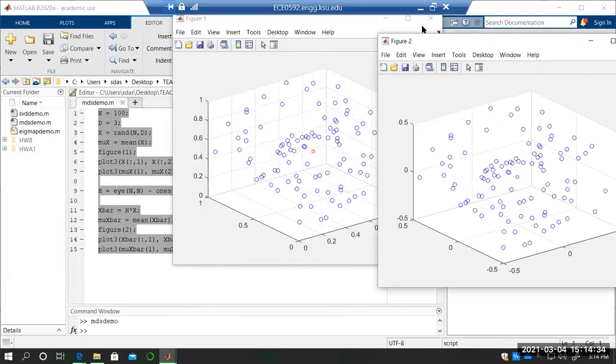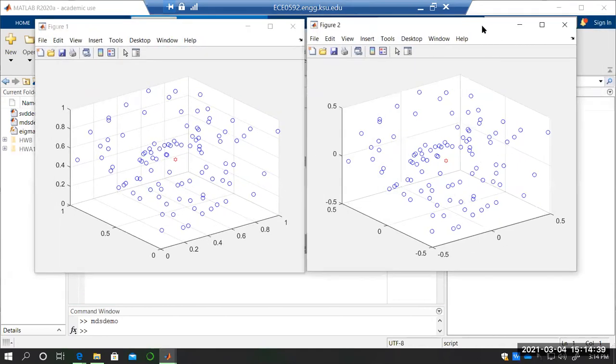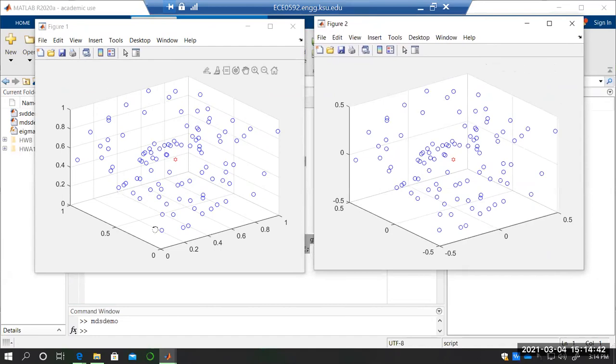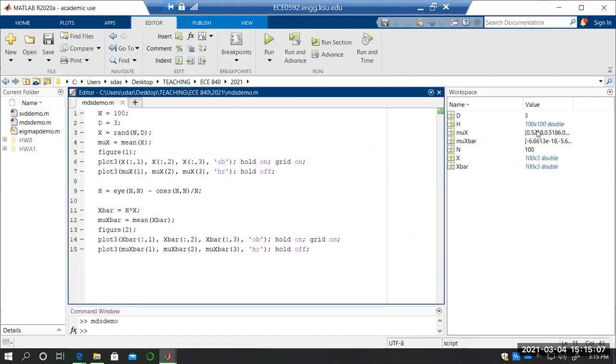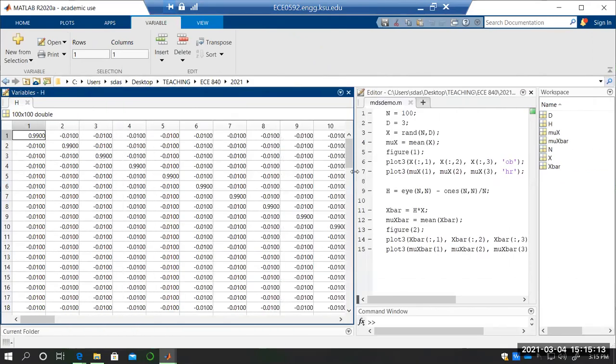Okay, now it's clear. Basically, these are the same points. In figure 2, you have the same points. This is x bar and this is x, right? The only difference is the range of x, y, z are between 0 and 1, whereas here it's between -0.5 and plus 0.5. And the center is now 0, about 10 to the negative 18, so this is very close to 0. So that's the centering operation. And this is my H. This is what the H looks like.